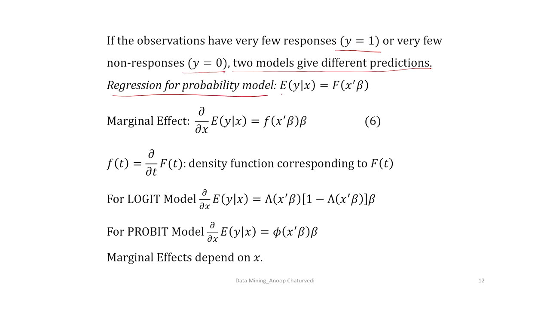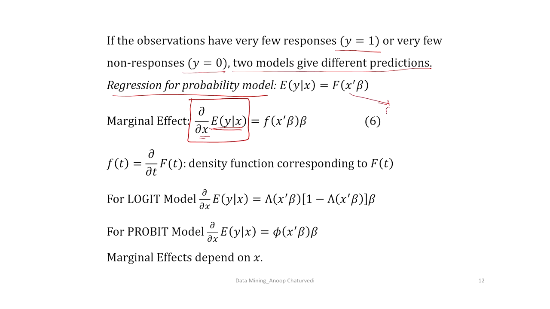So, we take expectation of y given x equal to F(x transpose beta). Then we define the marginal effect as del over del x of expectation of y given x. So, this marginal effect gives you the rate of change in expected value of y with respect to x. And to obtain this differential coefficient, what we do? We differentiate this function with respect to x.